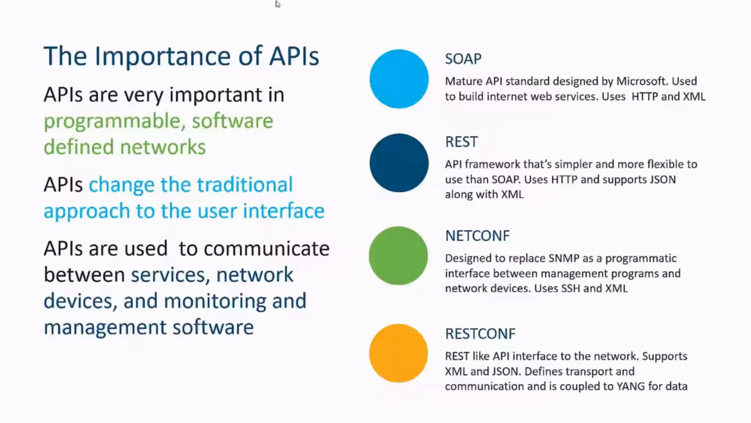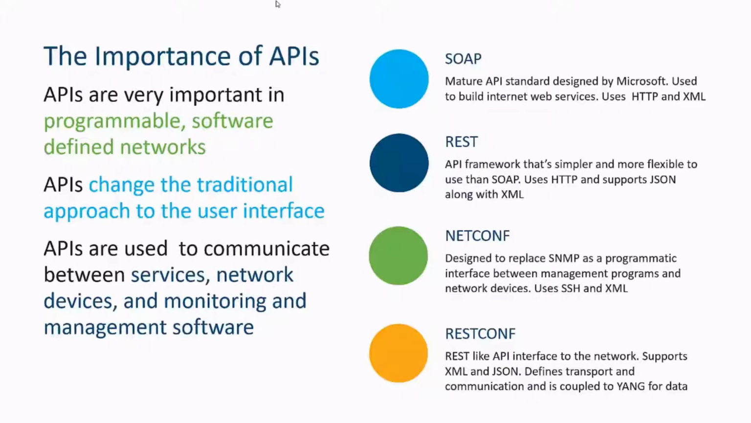NetConf, which was designed to replace SNMP as a programmatic interface between management programs and network devices. It uses SSH and XML. And RESTconf, which is built off of REST and is a REST-like API interface to the network. It supports XML and JSON, defines transport and communication, and is coupled to Yang for data, like NetConf.